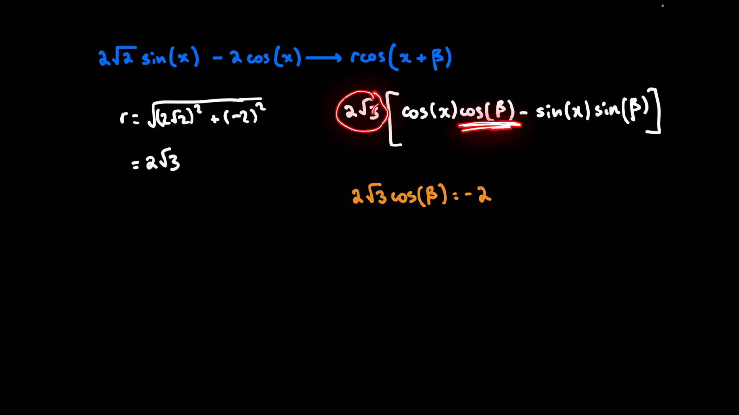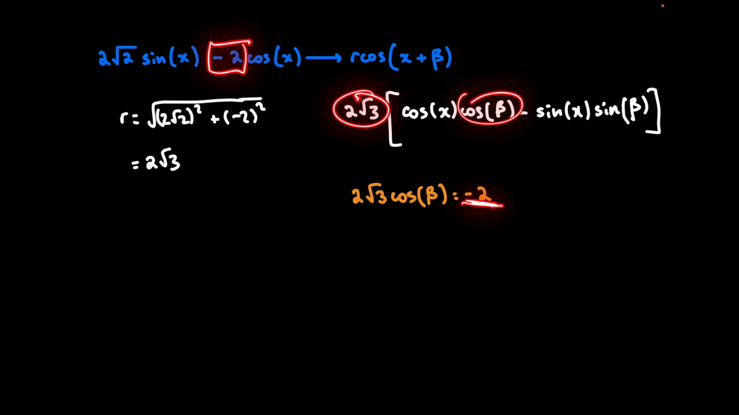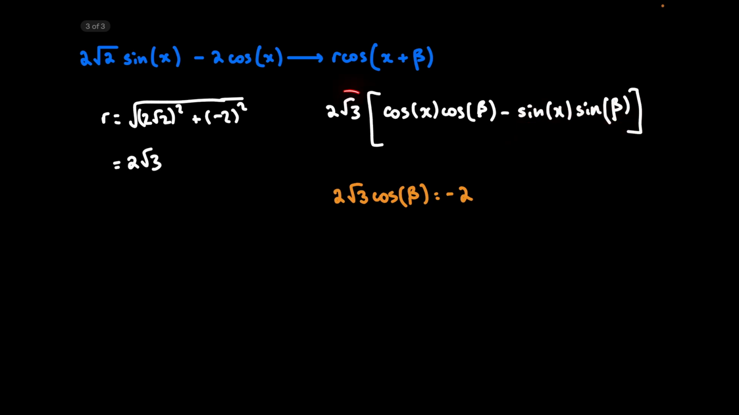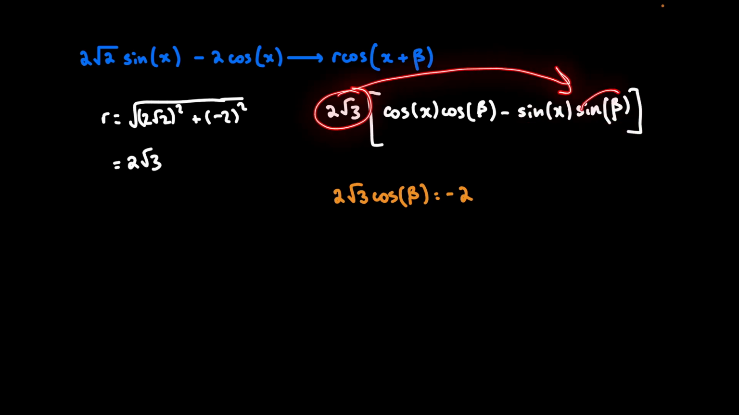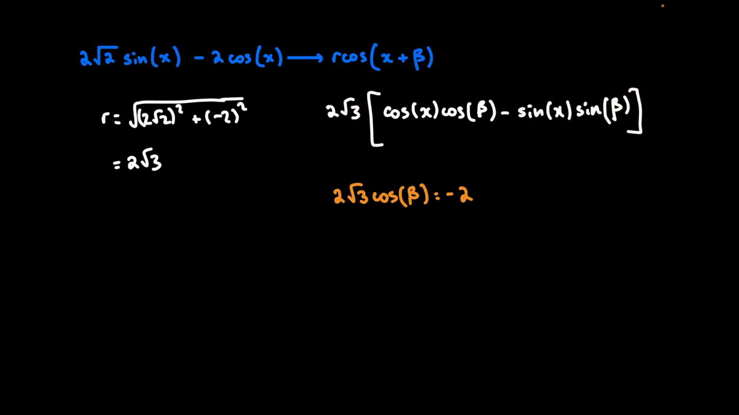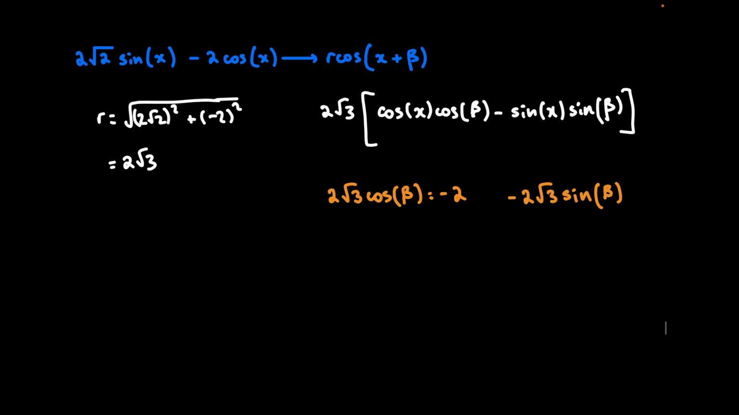The reason for that is 2 square root 3 times the cosine of beta is just the coefficient of cos x. So doesn't that mean it has to equal the coefficient of cos x here as well, which in this case is minus 2? So that's why I said minus 2 is equal to 2 root 3 cos beta. And then we can say the same for this part here. 2 times square root 3 times sine of beta is just the coefficient of sine x, so the coefficient of sine x here must also be equal to that. If I were to write it down, that would mean minus 2 square root 3 sine of beta is going to be equal to 2 root 3.